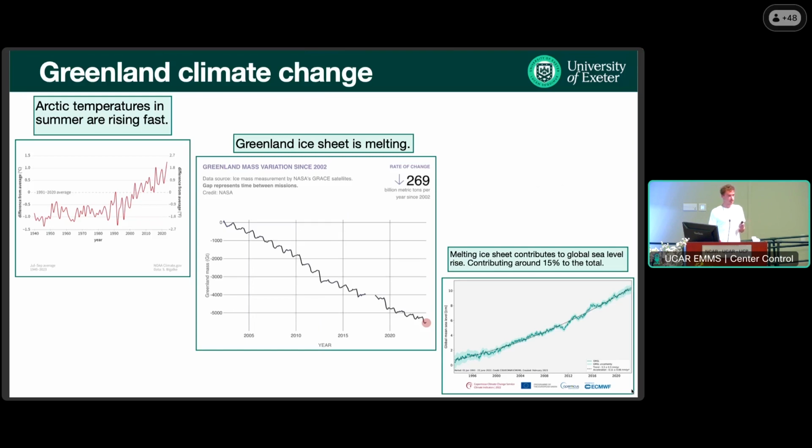So the one process that's been shown to be key for summertime temperatures over Greenland is blocking. So we want to understand blocking, and we want to have models that can represent blocking well, so we can get these kinds of impacts right, which then feed back onto global climate circulation.